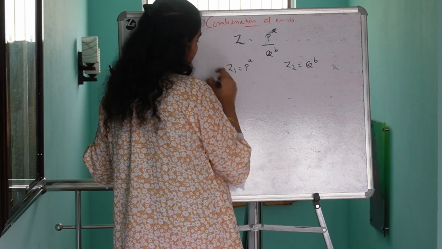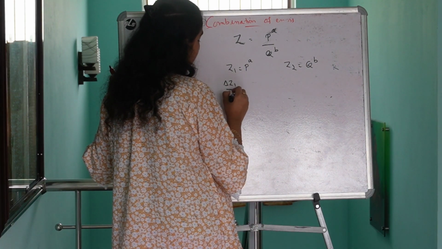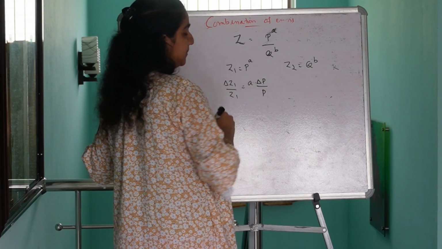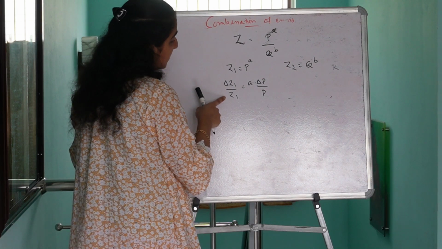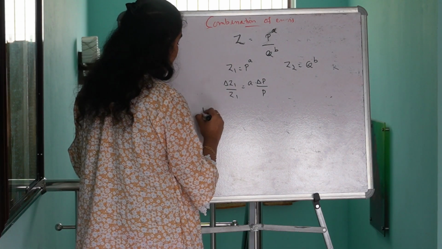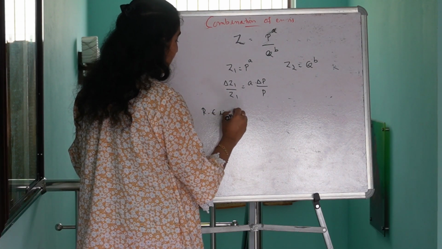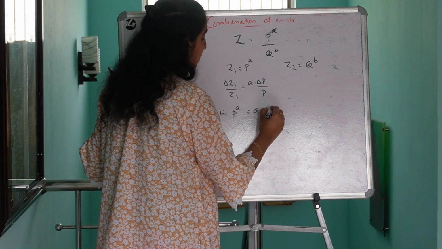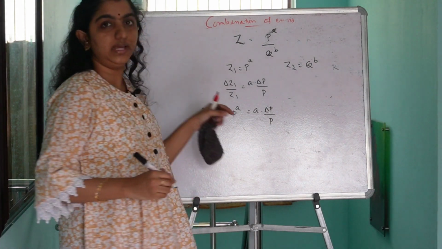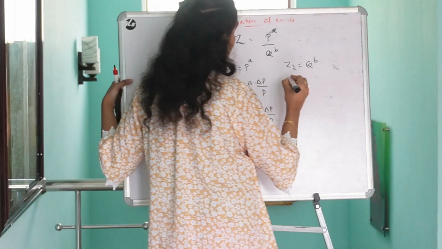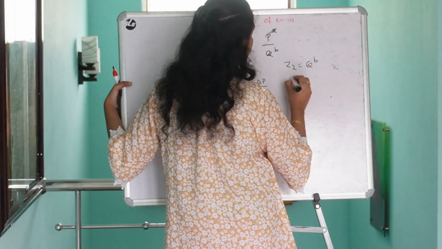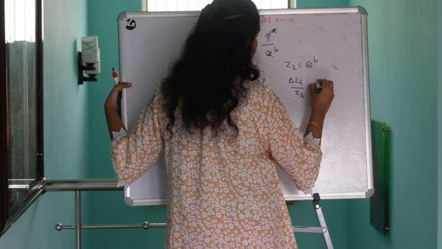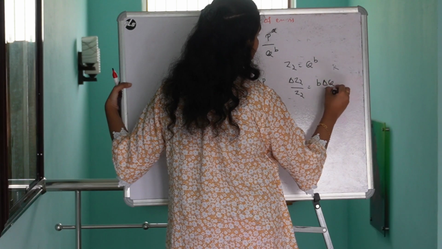How do we find the relative error in z1? del z1 divided by z1 is equal to a into del p by p. Yes. What is del z1 by z1? It is nothing but the relative error in p power a. So relative error in p power a is equal to a del p by p. Is it clear, guys? Yes. Now, the next term is z2 is equal to q power b. What is del z2 divided by z2? That is equal to b del q by q.